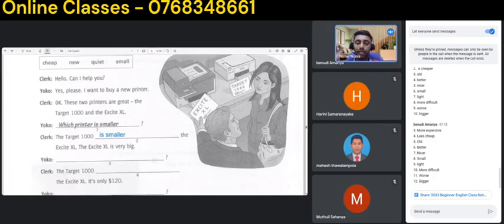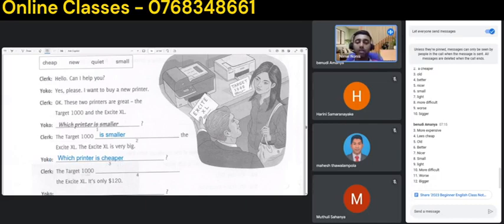Okay, again she has asked a question. We have to write the question now. The Target 1000 and the Excite XL. It's only $120. Okay, now here they are talking about the price, no? Price. Now here they have given the word cheaper. Okay, then we can say which printer is cheaper. We can ask like that, no? Which printer is cheaper?